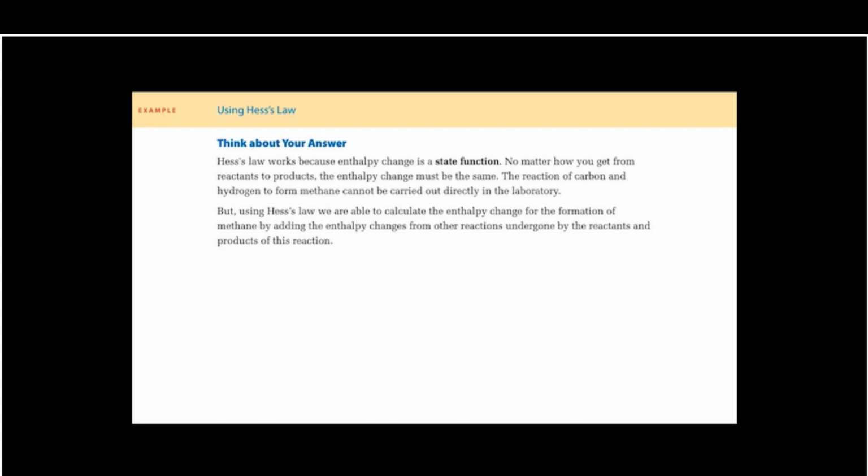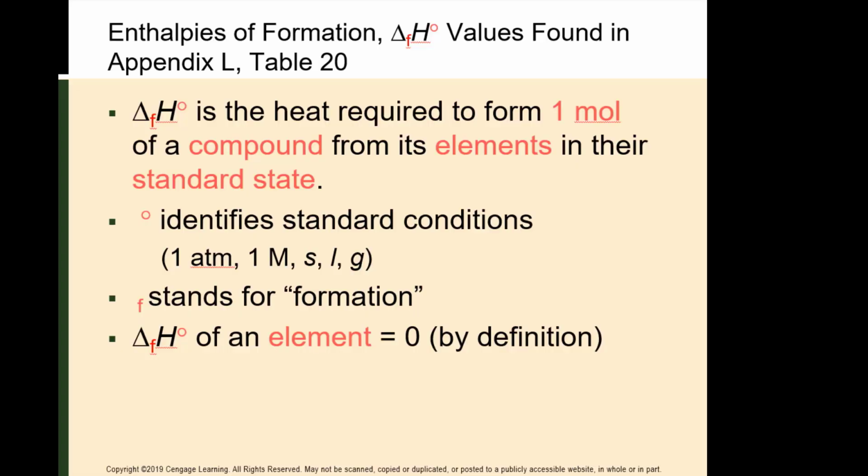One final note before we finish. Hess's law works because enthalpy change is a state function. No matter how you get from reactants to products, the enthalpy change is the same. The formation of methane from elements could not be done directly, but we were able to determine the enthalpy change nevertheless using reactions that can be carried out. So calorimetry and the application of Hess's law have made available a great many delta H values for chemical reactions.